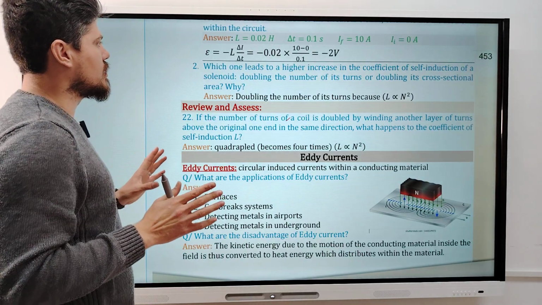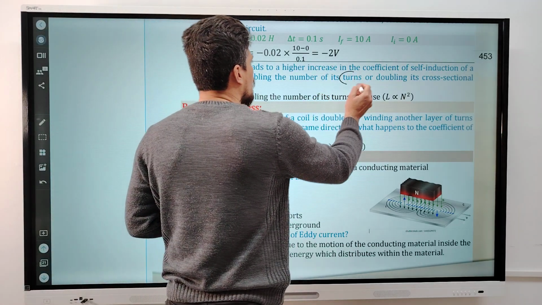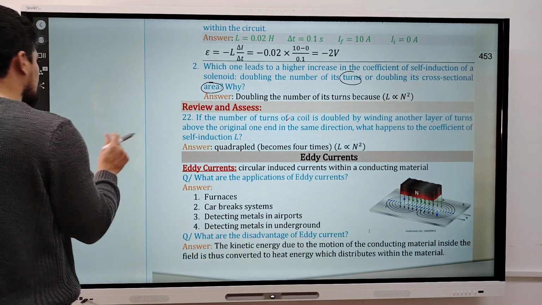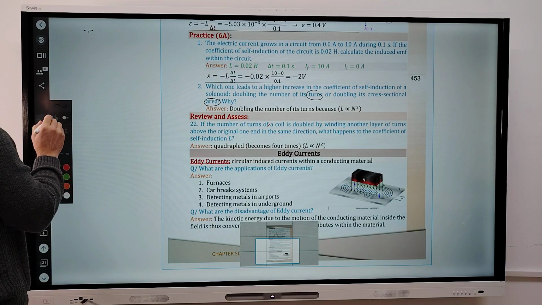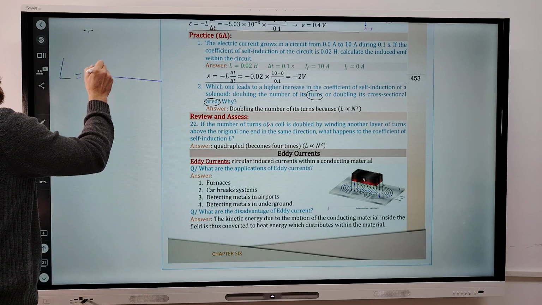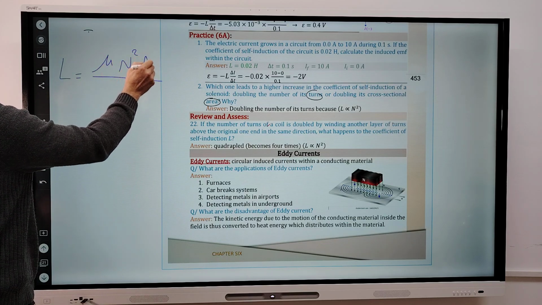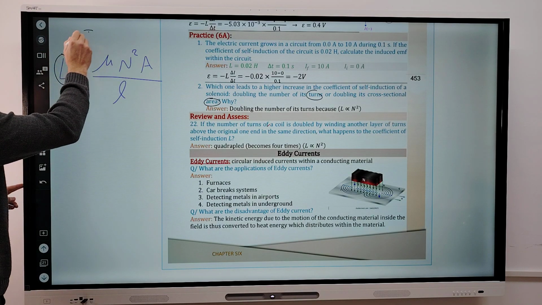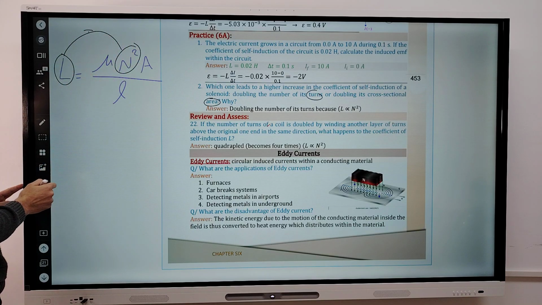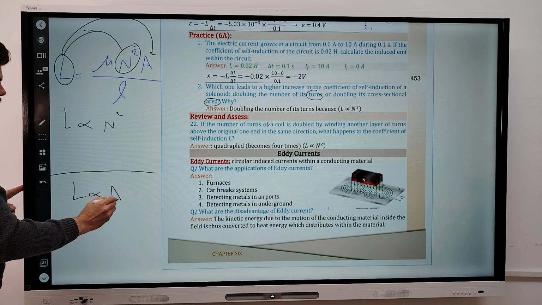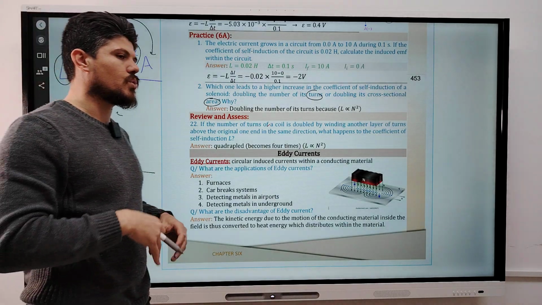L of a solenoid: doubling the number of turns or doubling the cross-section area, and why? So for solving this question, you have to write down the equation of coefficient of self-induction. L is equal to what? As I proved it for you, mu n squared A over L. What is the relation of coefficient of self-inductance with number of turns? Directly proportional. What is the relation of coefficient of self-inductance with the area? Also directly proportional.